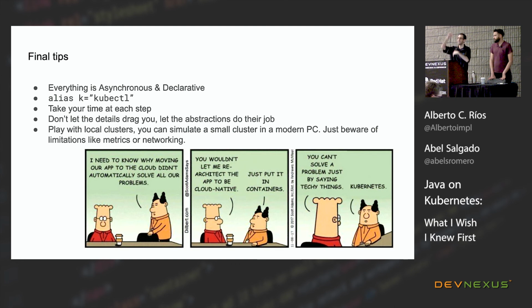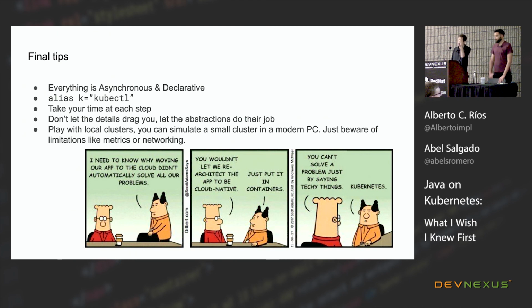Remember the iceberg thing. Don't let the details drag you, let the abstractions do the job for you. For some of us, or at least in my personal experience, when I began, I was trying to understand everything, coming from a vision of, okay, my deployment is running a Java process, and then there is some iptables configuration. Like, don't worry, the service will take care of everything, and the deployment will take care of scaling. Don't think about these kinds of things.